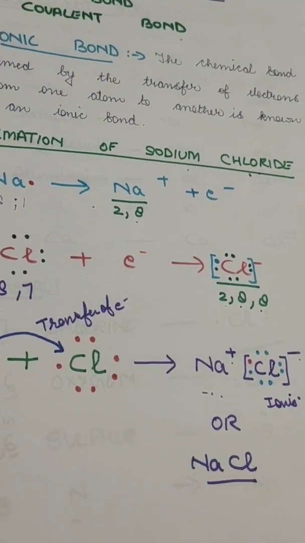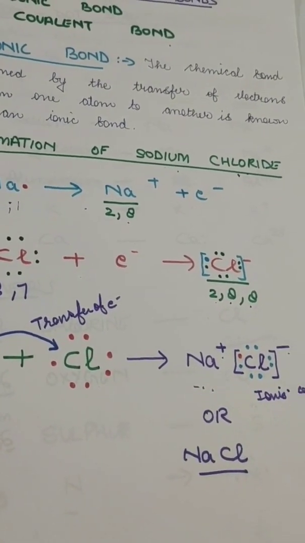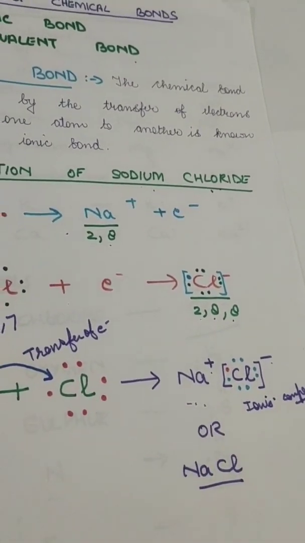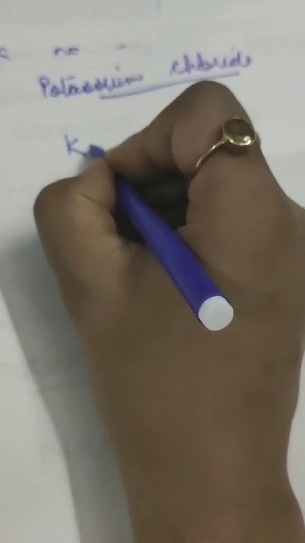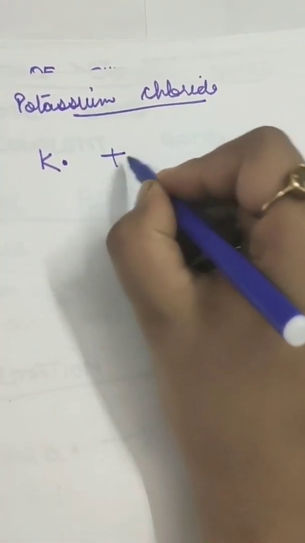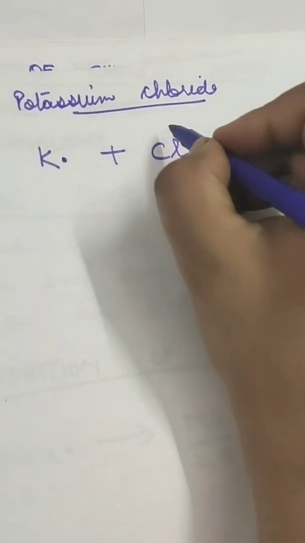And common salt has a very high boiling and melting point because ionic bonds are very strong bonds. Okay, so we're going to study a few more examples. Like we take potassium chloride. Okay, now potassium is K, and chlorine is Cl. So I am writing a cross here, so that you can easily understand it.